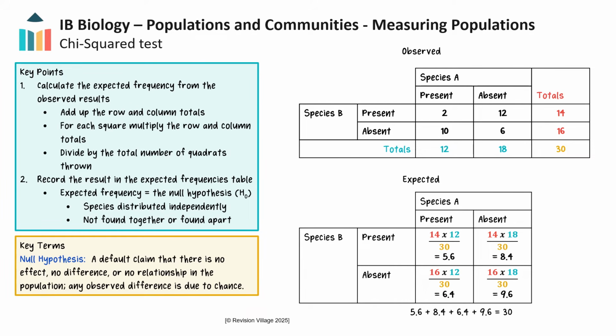This is the null hypothesis, or H0, where the two species are distributed independently, meaning that they are not typically found together, nor are they typically found apart. They're randomly distributed in the ecosystem. The expected values are calculated for the other categories by multiplying each square's row and column totals and dividing them by the total number of quadrats thrown. You can check your work at this point, as the expected frequencies should add up to the total number of quadrats thrown, in our case 30.